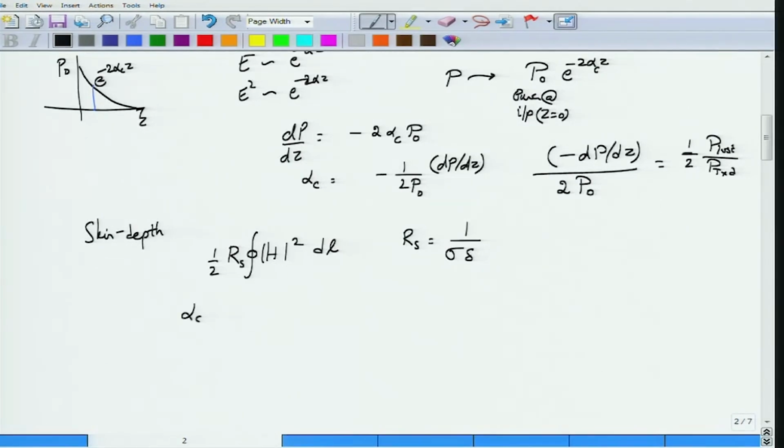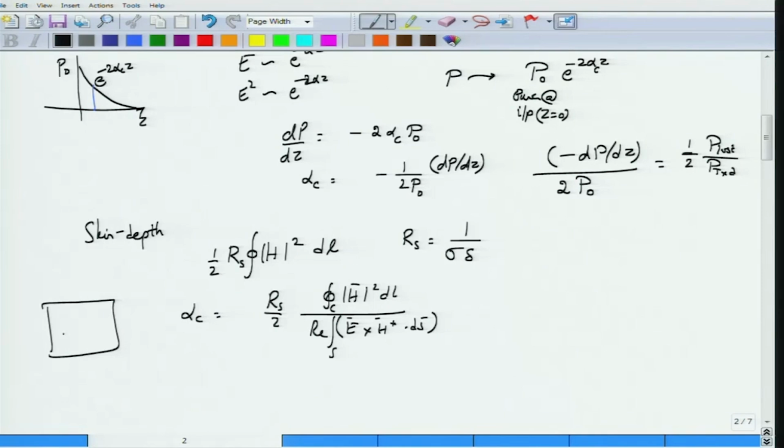So, with this, alpha c can be rewritten in terms of all these power calculations as Rs by 2 integral over |H|^2 over 1 in the loop, divided by the real part of E cross H complex conjugate dot ds. This is the power that is actually being transmitted, and this integration must be over whatever loop is formed by this surface S. So, you have a waveguide here like this, and on this surface, this would be your power that is lost over that loop.